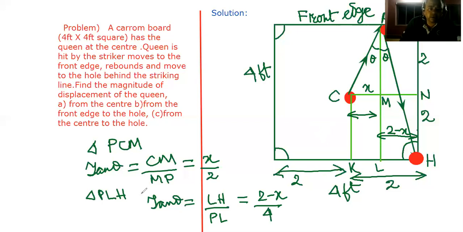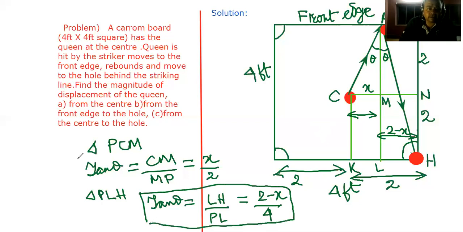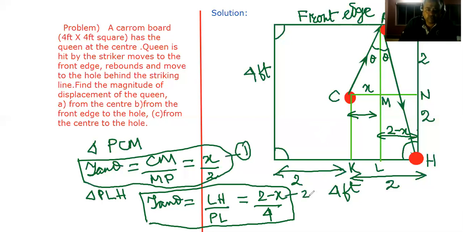So I get one of the equations, and this tan theta equals x upon 2 as another equation. If I equate this, this is equation 1 and this is equation 2. So if I just equate equation 1 and equation 2, now what should we get? From equation 1 and 2, we get x upon 2 is equal to 2 minus x upon 4.